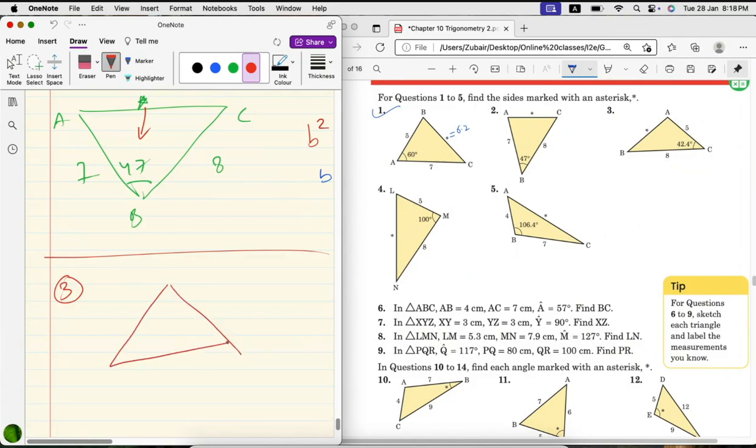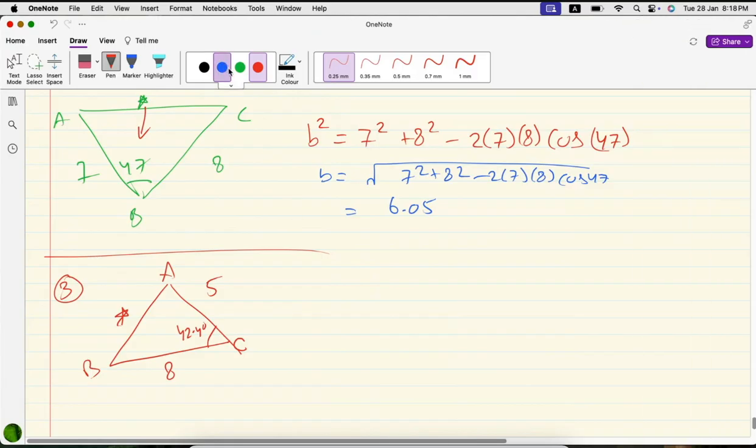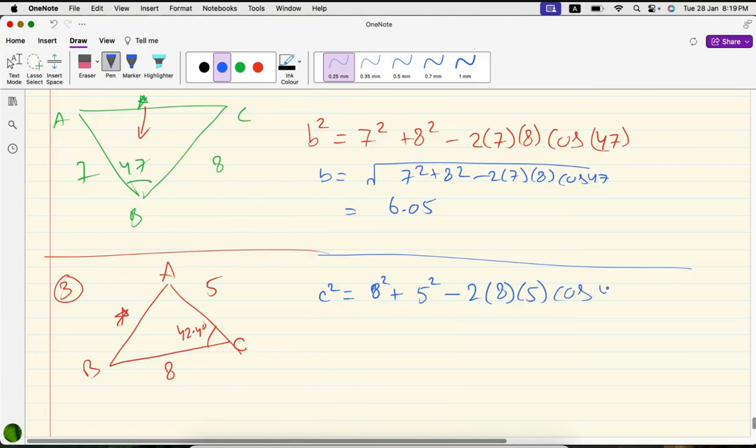Try and dictate me the values. I have this as C, A, and B. 8 is given, 5 is given, unknown side, and angle is 42.4 degrees. So let the unknown side be C square. Try and dictate. What should I write next? So you take a square, which is 8 square, and 5 square, minus 2 times 8 times 5 and cos 42.4.